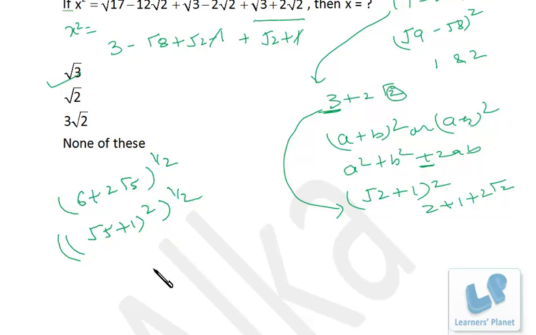Similarly, suppose I have 9 minus 2 root 14. Right? Sum should be 9. Product must be 14. I can think of 2 and 7. So this is root 7 minus root 2 whole square. Right? If I have to find out the square root, it will be root 7 minus root 2. Isn't it very simple, friends?